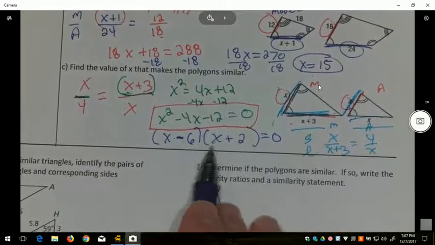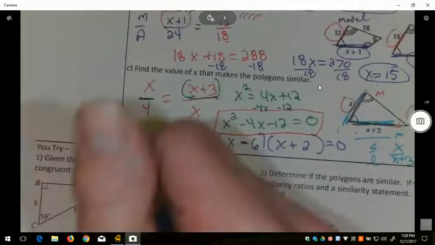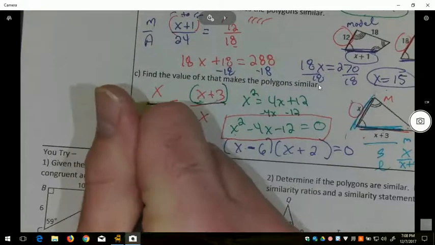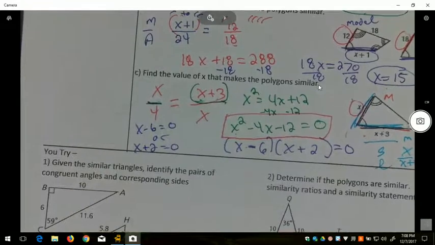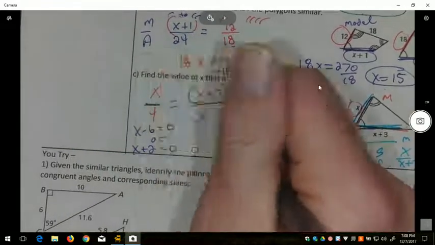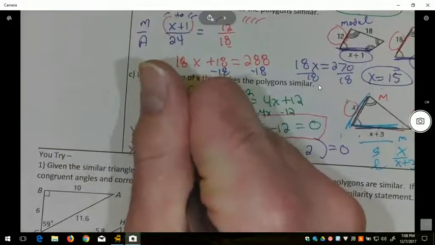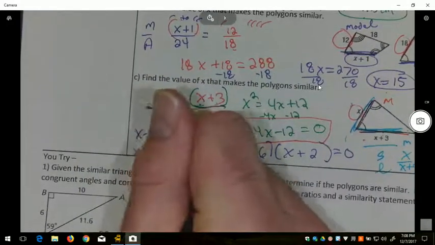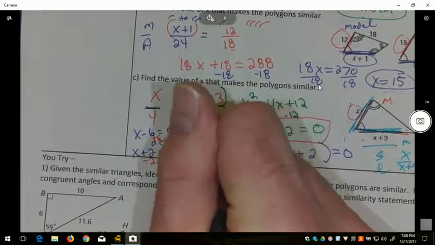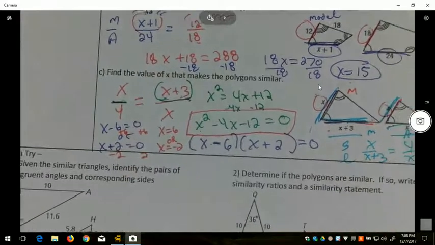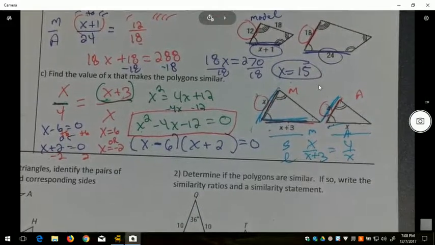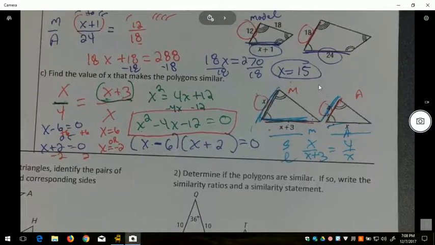Since this times this equals 0 using zero product property, either x minus 6 equals 0 or x plus 2 equals 0. If it's x minus 6 equals 0, when I add 6 to both sides, I'm going to get x equals 6. If it's x plus 2 equals 0, when I subtract 2 from both sides, I'm going to get x equals negative 2. Now there's a reason the or is there. Sometimes I plug it in, and both answers are solutions. Sometimes neither is a solution, and sometimes just one is.